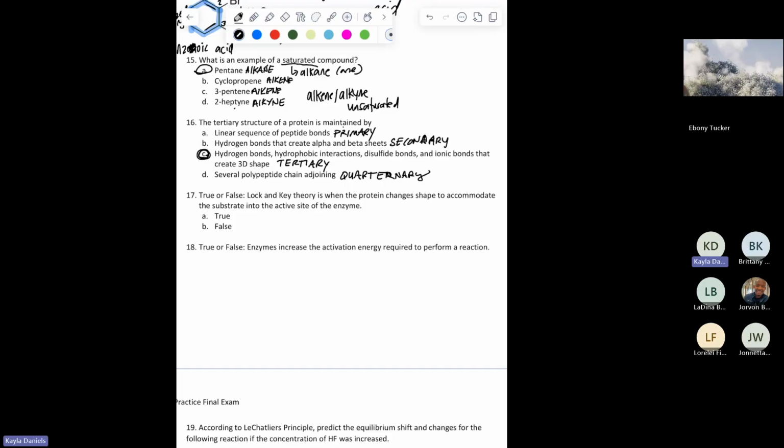All right, 17, true or false. Again, this is going back to our module 7. Lock and key theory is when a protein changes shape to accommodate that substrate. This is false. Lock and key, like it sounds, it's rigid. This one is an exact fit. The description here is defining the induced fit model.